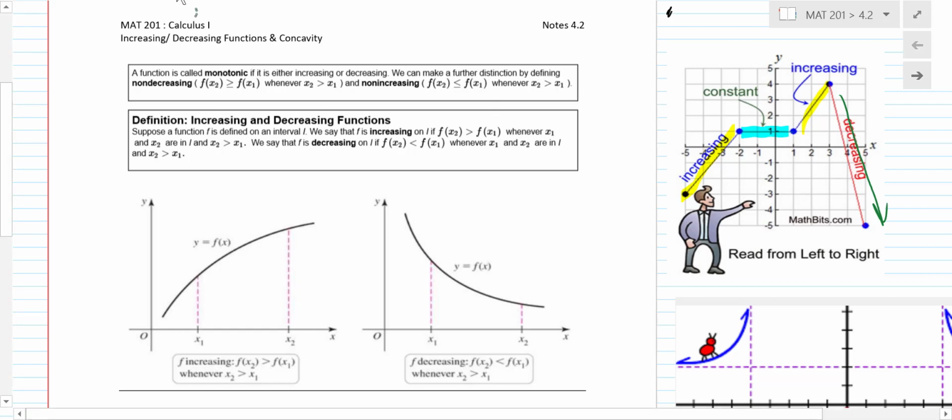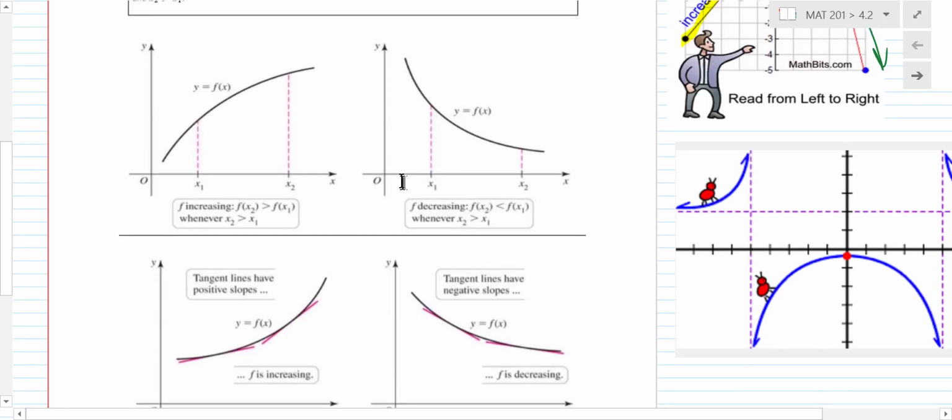So a couple of definitions. You don't have to know these definitions too much. I talk about this in Calc 2 quite a bit. A function is said to be monotonic if it's either increasing or decreasing. The way I think of monotonic is it's always increasing like that, or it's always decreasing like that. So it's going in one direction, one or the other, okay?